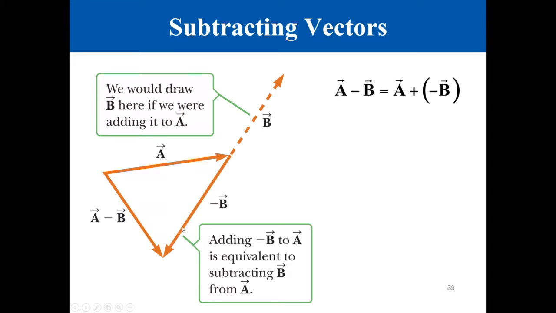The direction is reversed, but the magnitude is the same. So now you are adding A to minus B. This would be the resultant, A minus B. Straightforward. Okay? This would be the resultant.